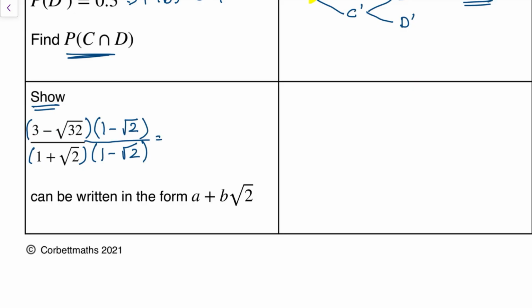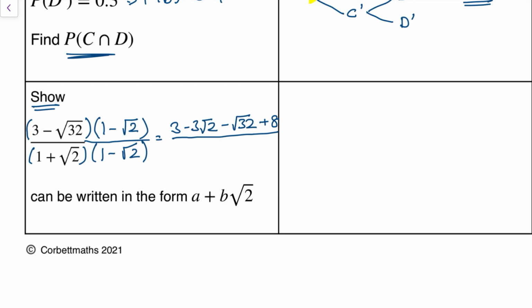That's done that bit. So now let's multiply this together. So I'm going to expand the top bracket. So 3 times 1 is 3. 3 times minus 2 is minus 3 root 2. Minus 32 times 1 is minus 32. I'm going to have to tidy that up, but I'll come back to that. And minus and minus is a plus, and 2 times 32 is 64, and the square root of 64 is 8. So I did that all in one go.